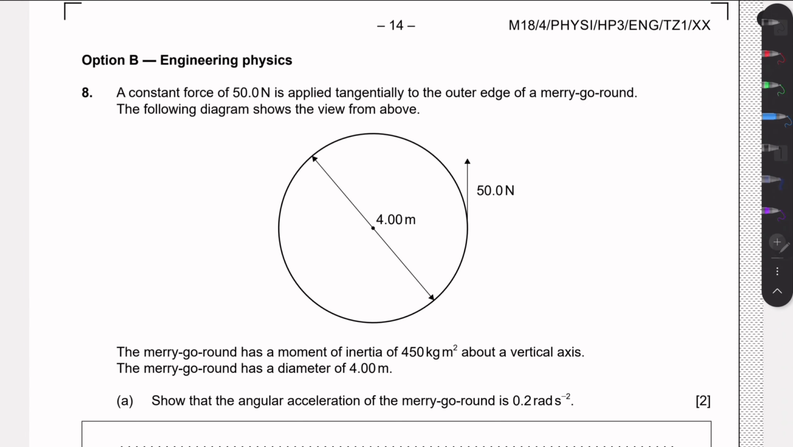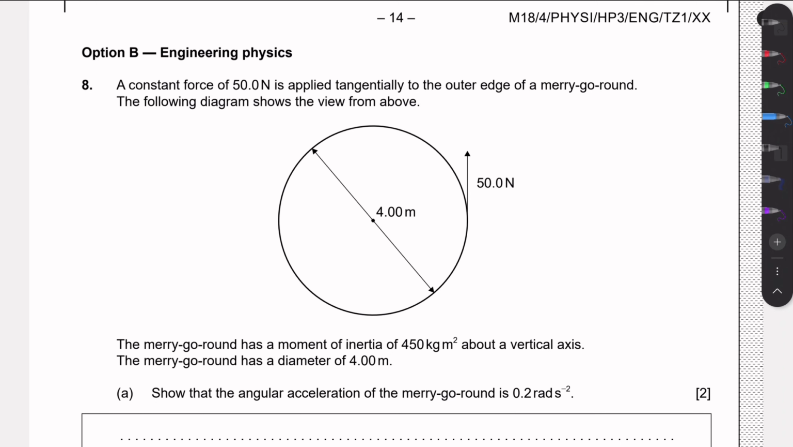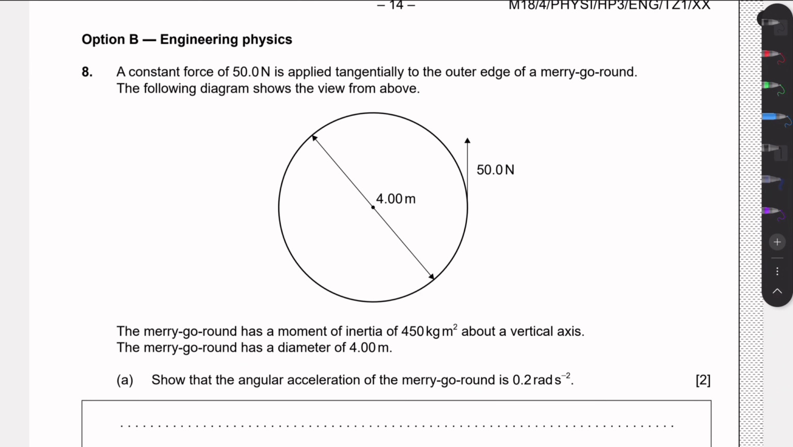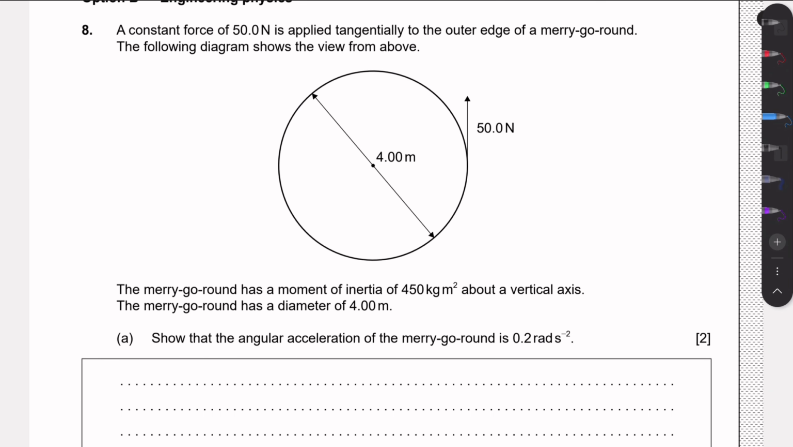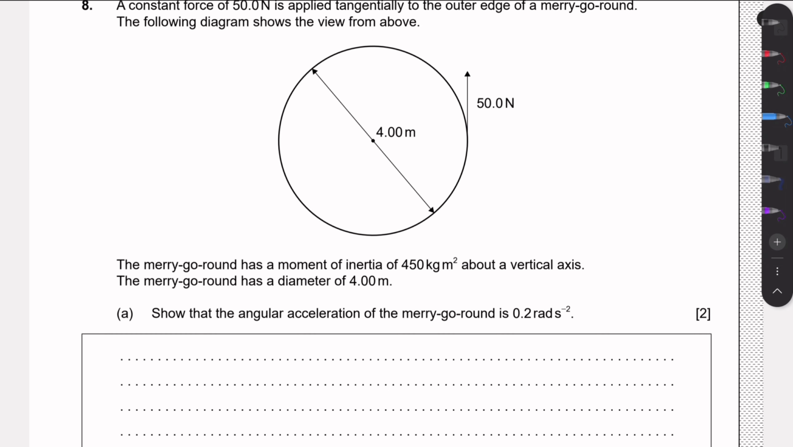So now we're going to go through question 8 from the May 18 Time Zone 1 Paper 3, and it's a rigid body mechanics question. Here we are told that a constant force of 50 newtons is applied tangentially to the outer edge of this merry-go-round, and this diagram shows the situation from the above view. We're told the moment of inertia of this merry-go-round, and also the diameter of 4 meters. So we first need to show the angular acceleration of the merry-go-round.